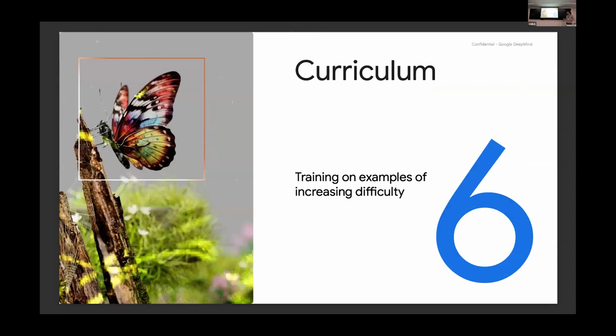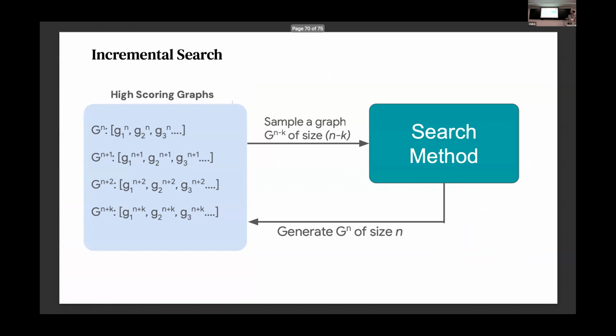But okay, we tried this, and it did not work very well. The crucial idea which helped, which is similar to what Ankit explained, is that you somehow want to increase the learning difficulty little by little. That's the idea of curriculum, or training on examples of increasing difficulty. And here it's very simple, because many times the best graph of size 50 is a supergraph of the best graph of size 48.